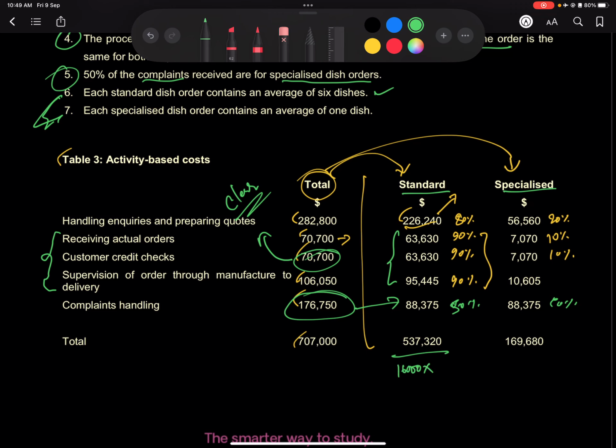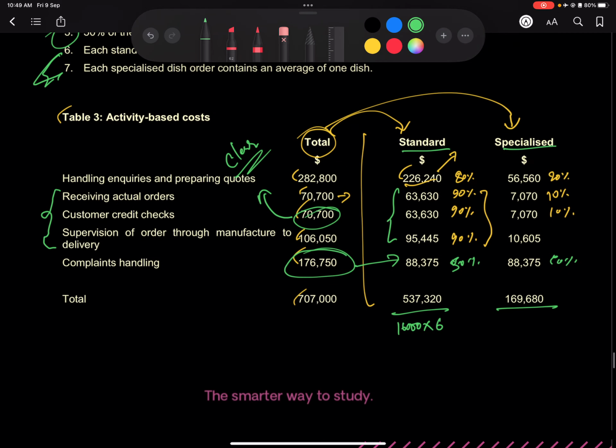16,000 times 6, right? The next thing over here contains an average of 1 dish, each specialized order. So let's figure this out. First of all, 537,320 divided by 64,000 is 8.39, right?